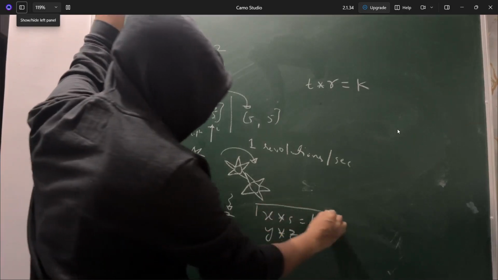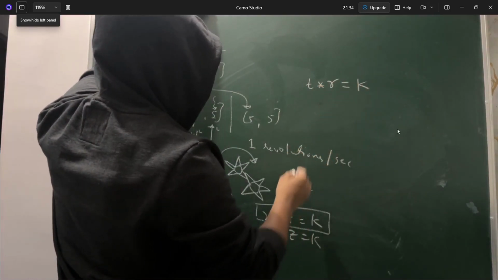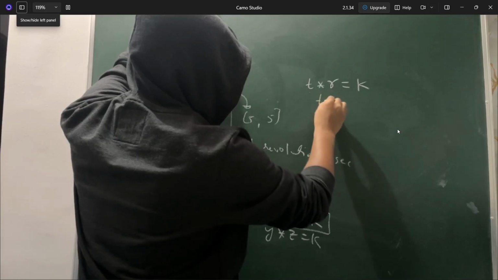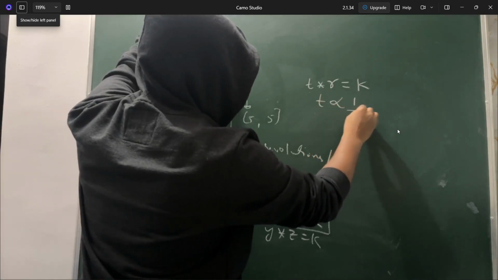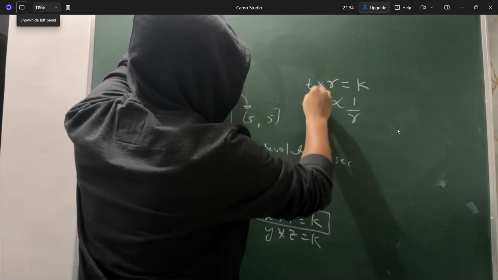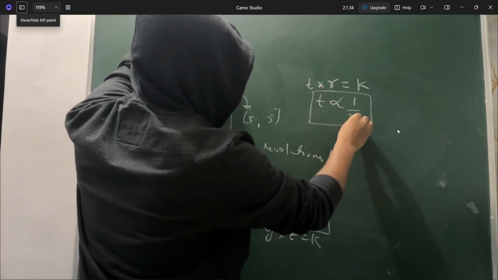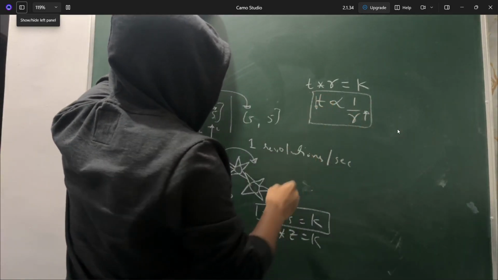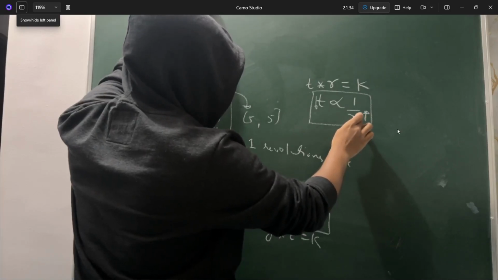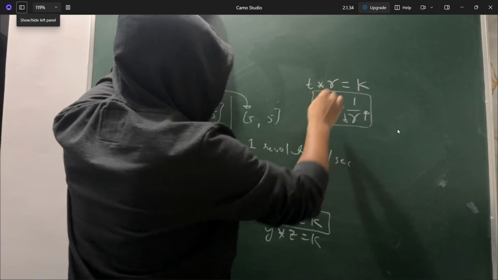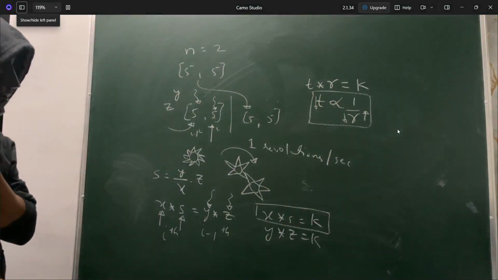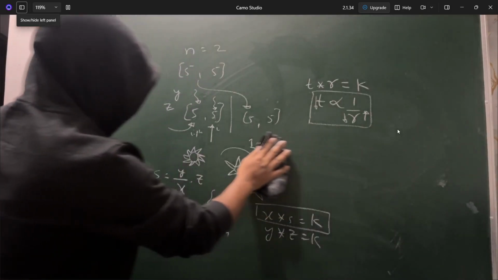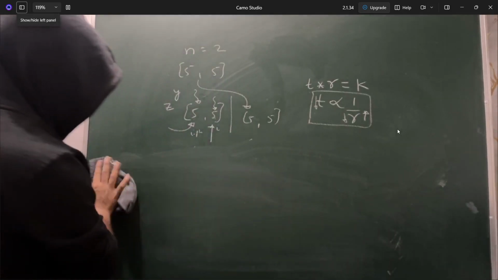So from this, you are deriving that the number of teeth into revolutions is equal to k. Which means t is inversely proportional to r. Meaning if the revolution of the wheel increases, the number of teeth will be decreasing. Don't worry, this is just mathematical, and I'll make you visualize it also. So let's continue with the problem.